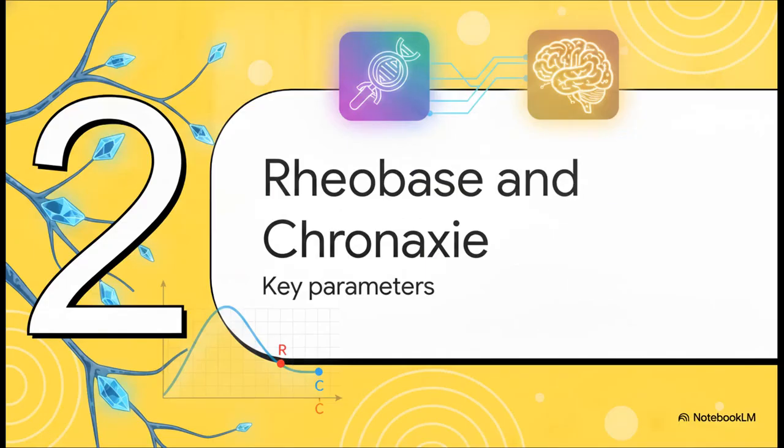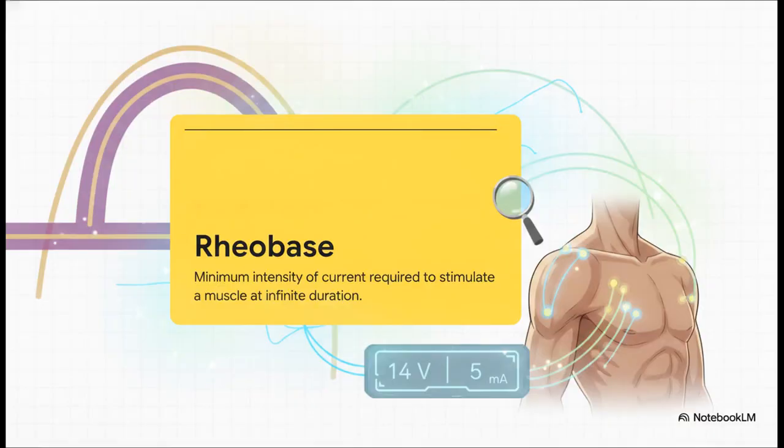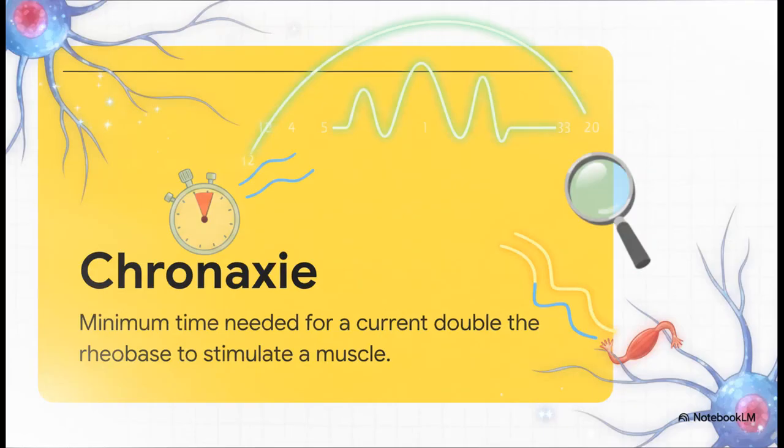Moving right along to Section 2, Rheobase and Chronaxy explained. Let's tackle our first crucial definition, the Rheobase. This is the absolute baseline strength required to get a muscle response using a very long pulse, essentially an infinite duration. Now, for a healthy person, this normal value usually sits between 2 and 18 milliamps. To give you a real-world example, finding the Rheobase for the deltoid muscle in your shoulder typically takes about 14 volts, which is roughly 5 milliamps. Pretty cool, right?